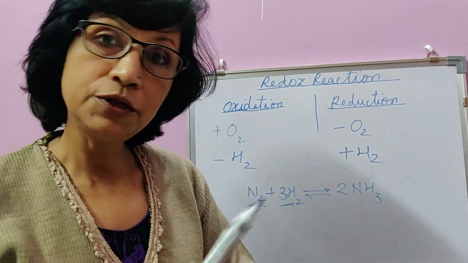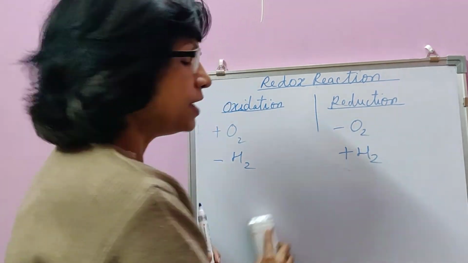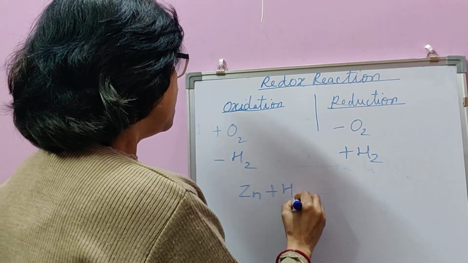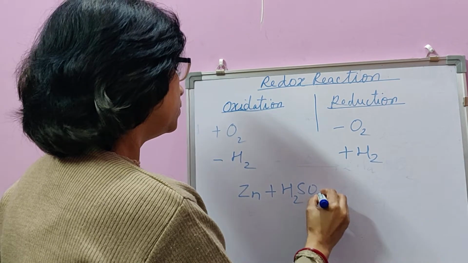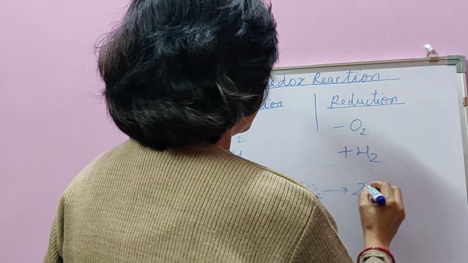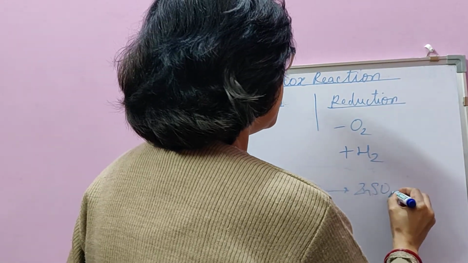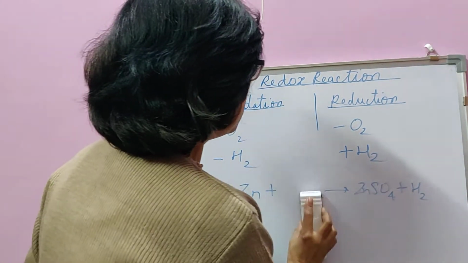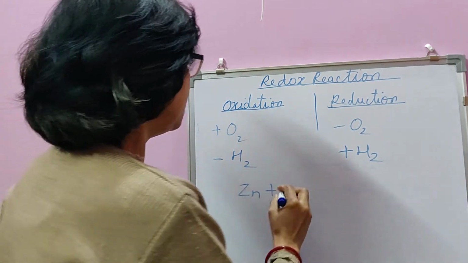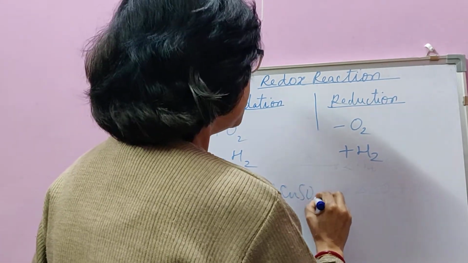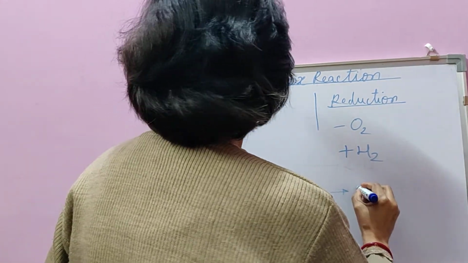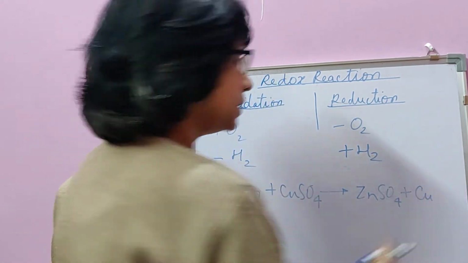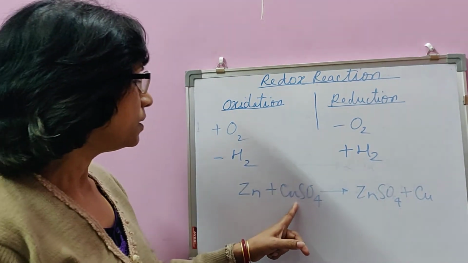Then we come to the theory of electrons. We take the previous example once again. Zn plus CuSO4 gives ZnSO4 plus Cu. The previous example was not H2SO4, it was Zn plus CuSO4. Now have a look at copper.